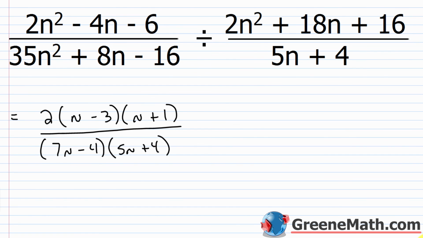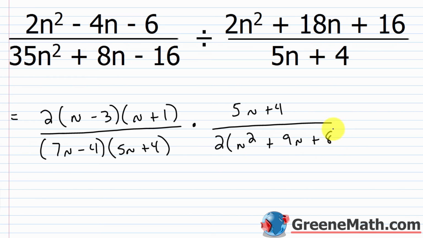Now the rest of this is pretty simple. Now we're dividing by, so I'm going to put a multiplication sign here, and then I'm going to take the reciprocal of this. So the 5n plus 4 is going to go up top. In the denominator here, I can factor out a 2 before I start. So that's going to make things simpler. And I'd have n squared plus 9n plus 8. Now give me two integers whose sum is 9 and whose product is 8. Well, that would just be 8 and 1. So we would do n plus 8 and then n plus 1.